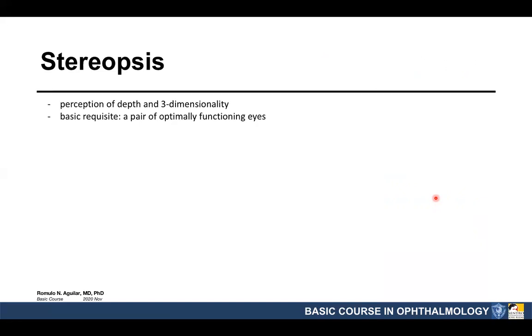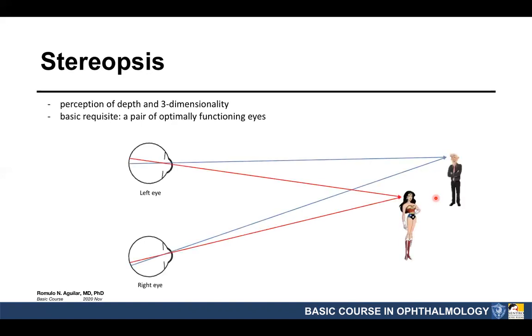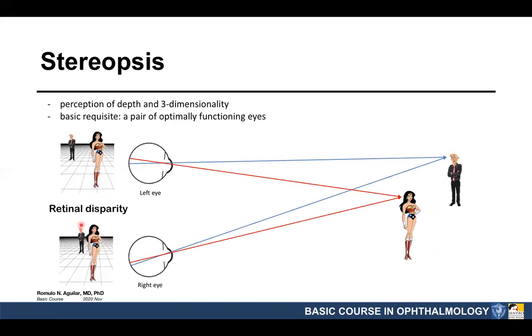Now, a very basic concept is that you have your left and right eye looking at objects, okay? So you're looking at Wonder Woman and this guy here, and they are practicing social distancing. And the images formed on the left retina and the right retina would be different. You see here, they're different. This is what you call retinal disparity.